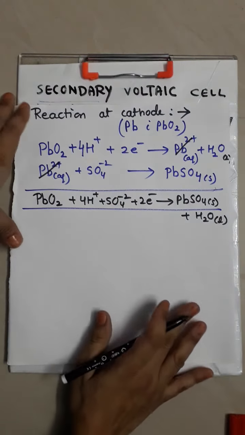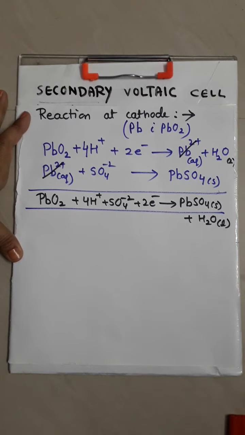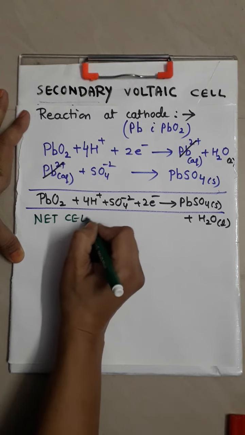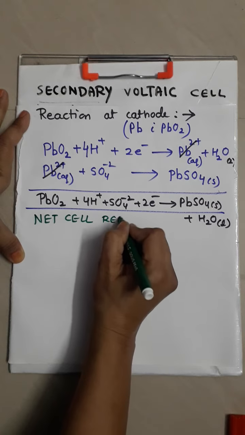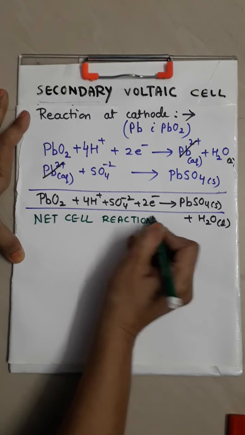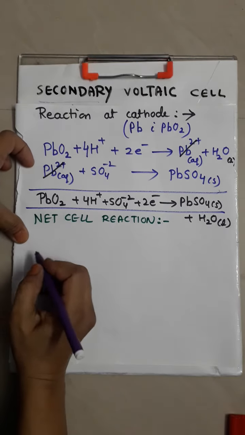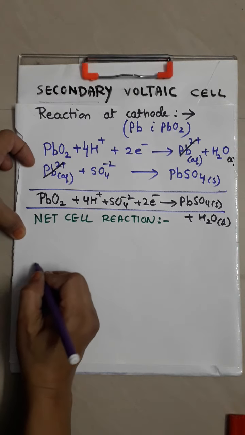Now let us summarize what is happening. What is the net cell reaction for the inverter, for the car battery? The net cell reaction means we have to add the reaction at anode and the reaction at cathode. So I'll just write the reaction at cathode over here.